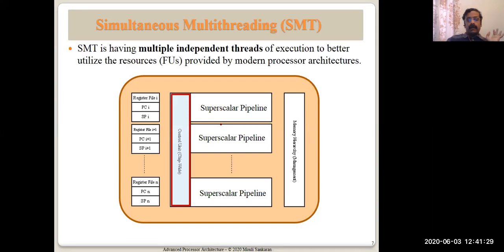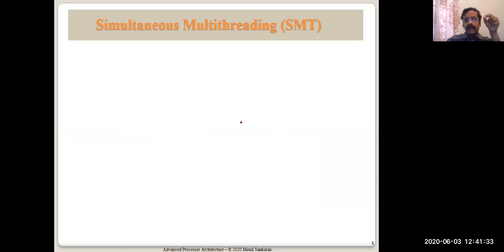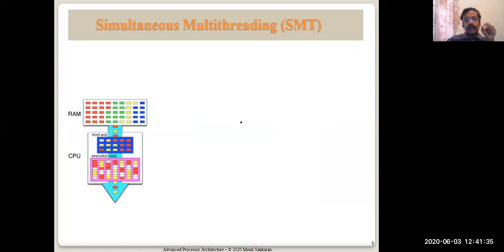Now let me come to our friend Intel's implementation. Here it will become much clearer. If you have not understood much, you will get it now. This is the RAM, main memory. I have stored different processes here. Don't worry whether it is a process or a thread.